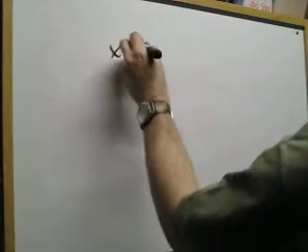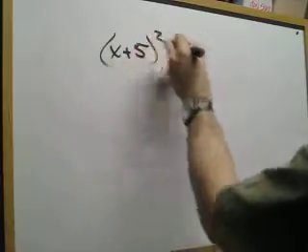9.3b. Let's just look at a few more examples before we hit the problem set, and we'll go from there. So let's look, I'm on page 636. Let's look at example 8. x plus 5, and they're taking the whole thing squared.